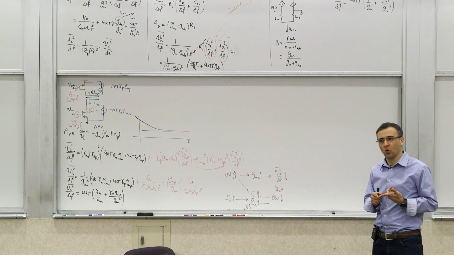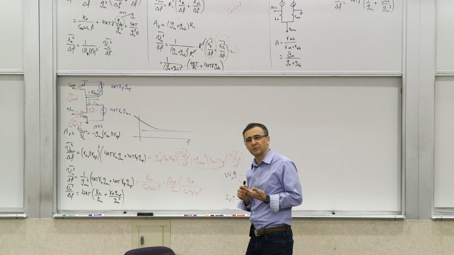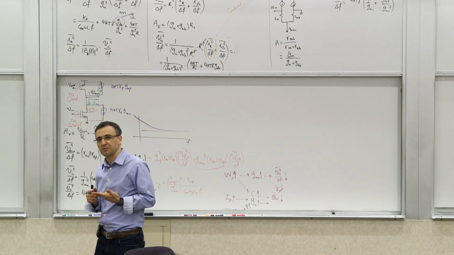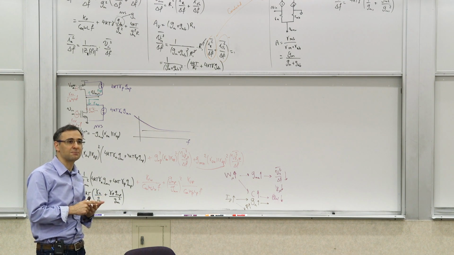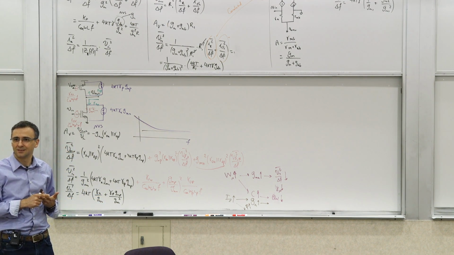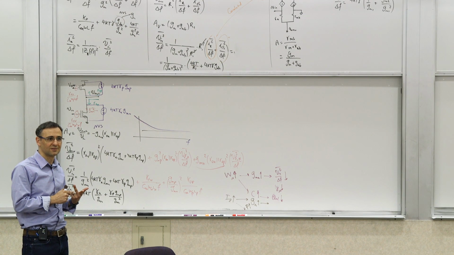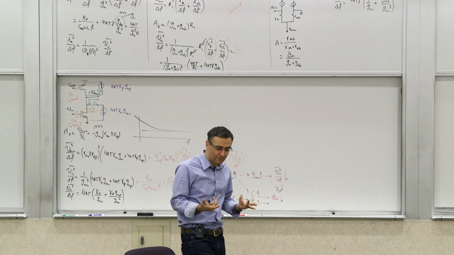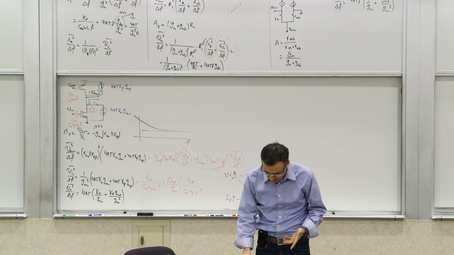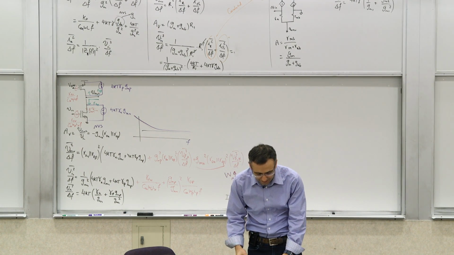So there's a trade-off between noise performance and speed. There's a trade-off between noise performance and power. And there's a trade-off between power and speed, as we've discussed before. So depending on where you want to be in the design space, you may choose different parameters to achieve the design objective that you have.